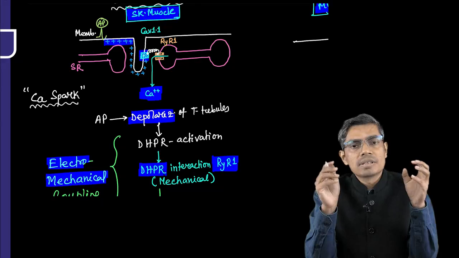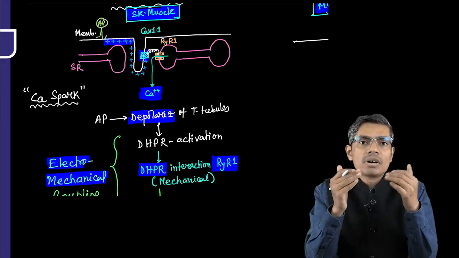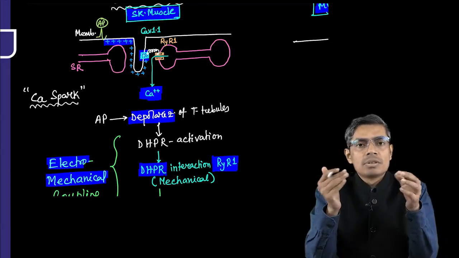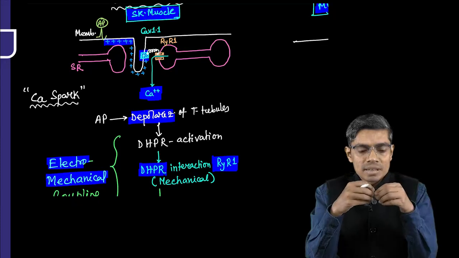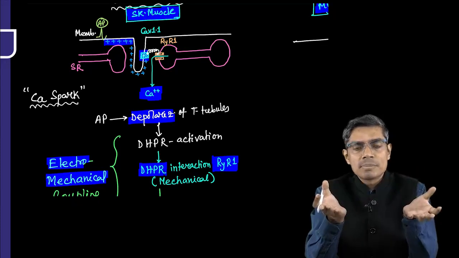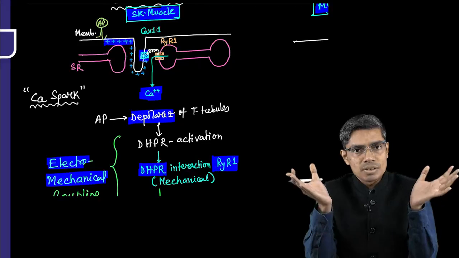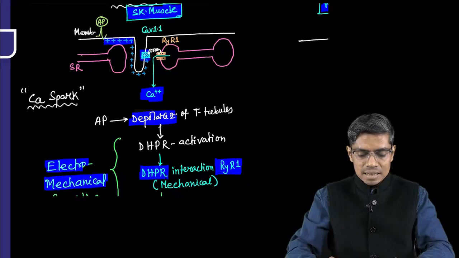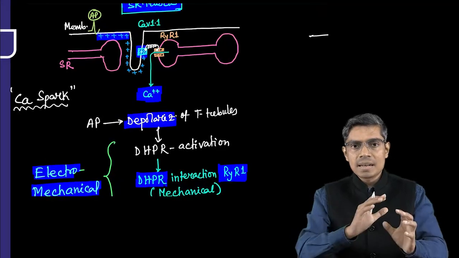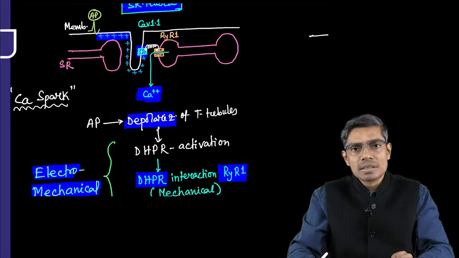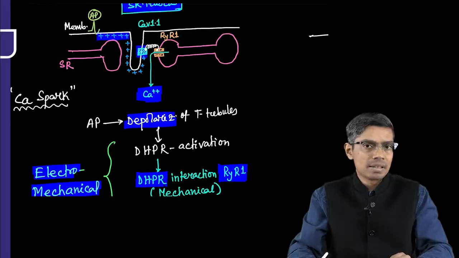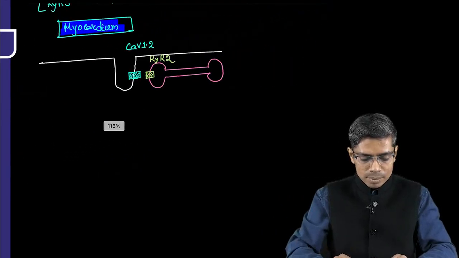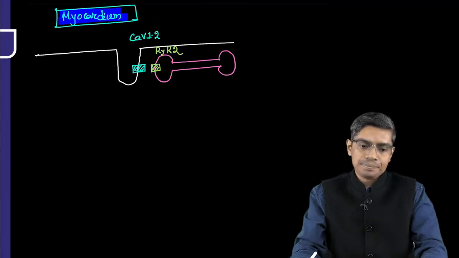This calcium spark also occurs in myocardium as well as in smooth muscle. So calcium spark is nothing but release of a small amount of calcium from the cisterna to the cytoplasm, right? But the bottom line, we have to remember that in case of skeletal muscle, the interaction between DHPR and RYR is electromechanical interaction. Now let's understand what is happening in case of myocardium or heart muscle.